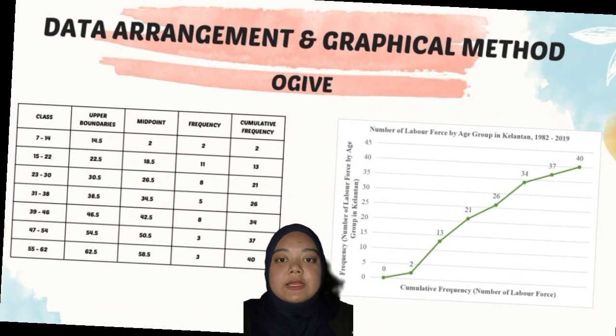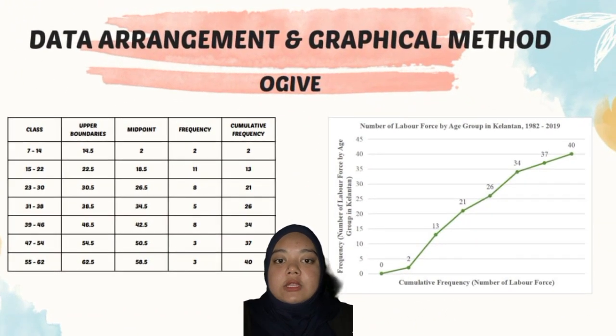Next, the graphical presentation, or ogive, of the number of labor force by age group in Kelantan. In the figure, the ogive has shown the data is increasing. It presents the cumulative frequency on the x-axis and frequency on the y-axis. First, the lowest cumulative frequency is 2 with frequency 2. However, the highest data in the ogive is 40 cumulative frequency and 3 frequency. I will pass to my friend for the next slide.